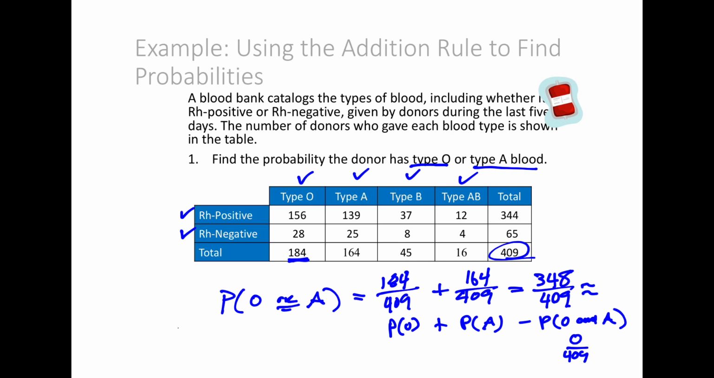Taking it out to 4 decimal places would be 0.8509. We're rounding that last 8 up because there's a 5 following that 8.